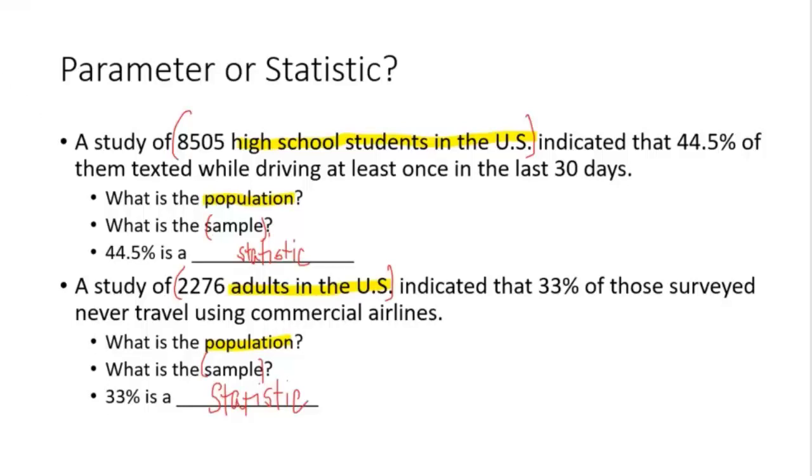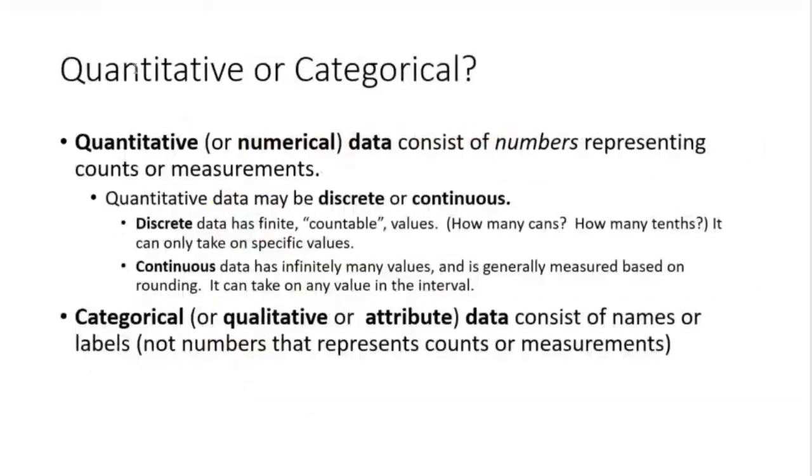But even when you have a parameter or you have a statistic, it still can fall into a particular category: is it quantitative data or is it categorical data? Now, quantitative data has to do with numbers. Best thing I can tell you, quantitative is numbers. And the numbers actually represent counts or measurements. The reason I say that is because you could use a number and it could be a label. It has to actually be a count or a measurement.